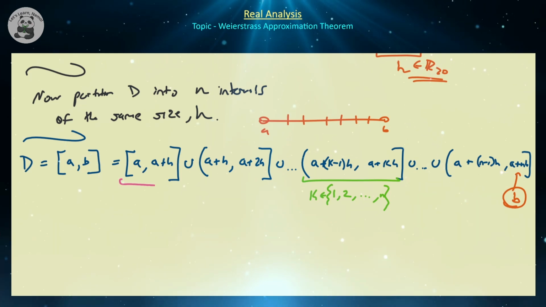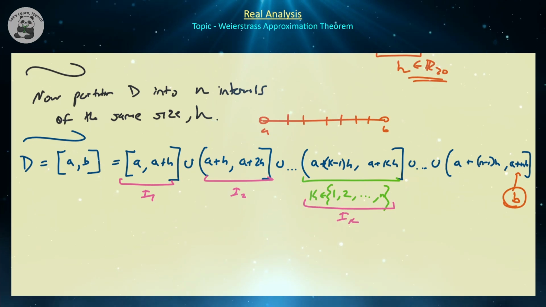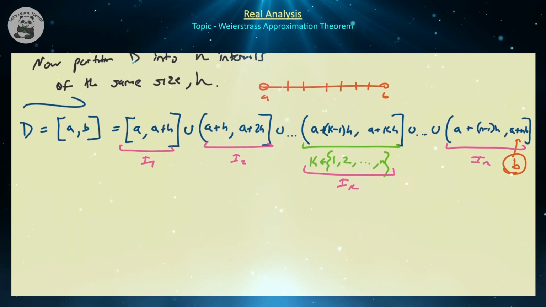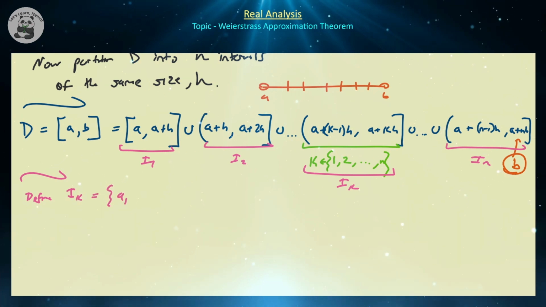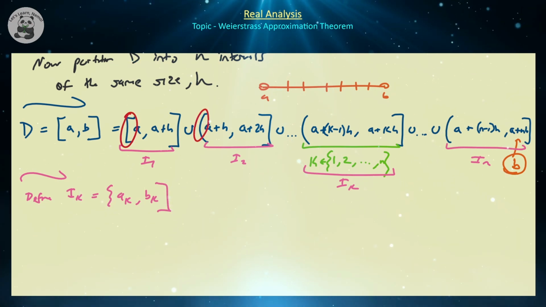So this is going to be equal to our I1. This is going to be equal to our I2. This is going to be our general interval Ik. And this is going to be our last interval In. So let's just do a quick notation thing. Let's define Ik to be equal to this interval (ak, bk). I'm using curly braces on the left because it does switch from closed for the first and open for the rest. So this is going to denote whichever one is appropriate for this particular k, where k ranges from 1 to n. So if this is the case, then what is the length of each of these intervals?